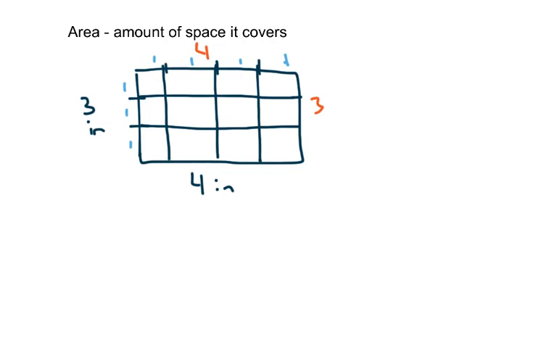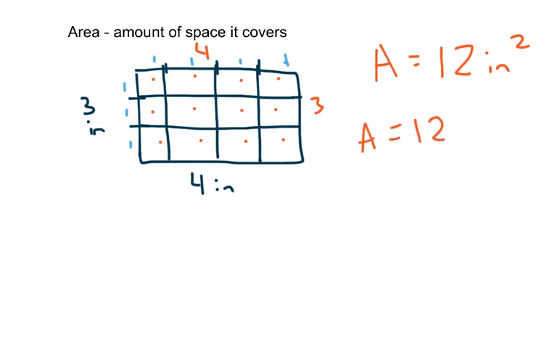Once I've got that, I can count those up and see I have 1, 2, 3, 4, 5, 6, 7, 8, 9, 10, 11, 12. I've got 12 1-inch squares, or another way to phrase that is that the area of this rectangle is 12 square inches. And this is about how much space it covers up. So how many square inches are there inside this rectangle? There are 12 of them.